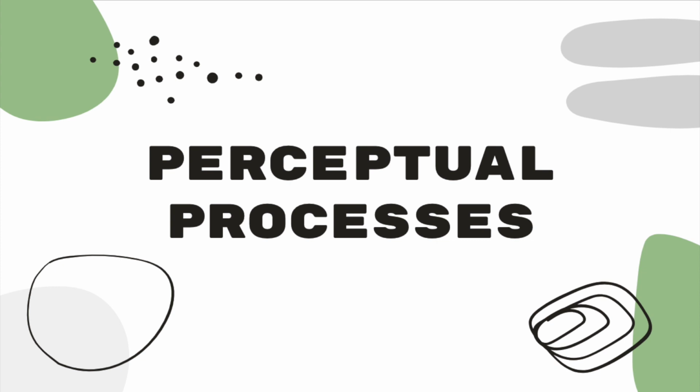Optical illusions and hallucinations provide insight into the complexities of perception. Illusions occur when our brain misinterprets sensory input, while hallucinations involve perceiving sensory information that is not present in the external environment.